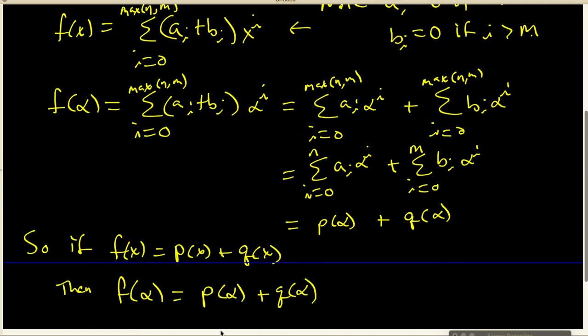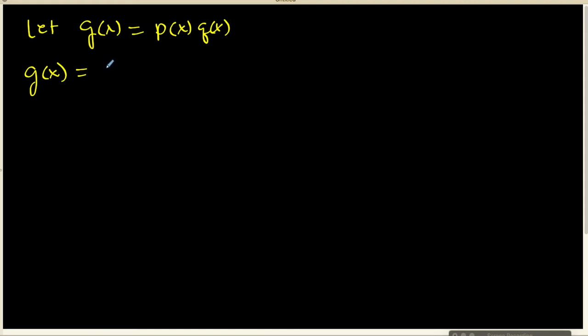Well, let's look at what happens with polynomial products as well. So let's now let g of x be the product p of x times q of x. Now, we already know that g of x is a polynomial of degree n plus m, and that means that it happens to be a polynomial that can be written as c0 plus c1 times x all the way up to plus c(n+m) times x to the n plus m.